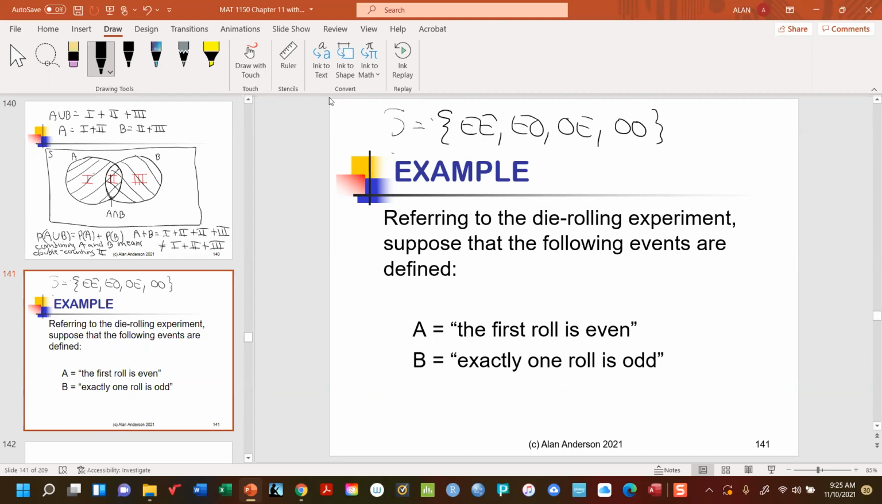And we have 2 events defined in that experiment. The first roll is even, which means either we got EE or EO. And exactly 1 roll is odd, which means we either got OE or EO.